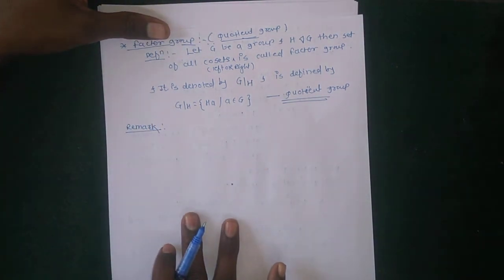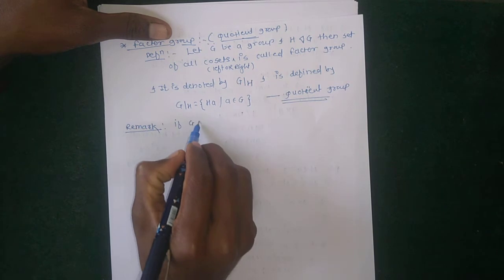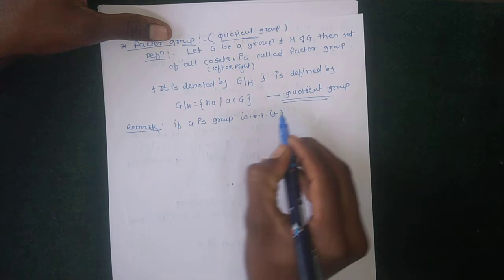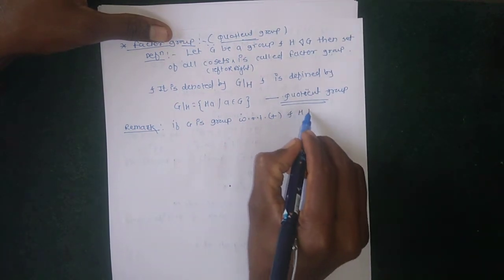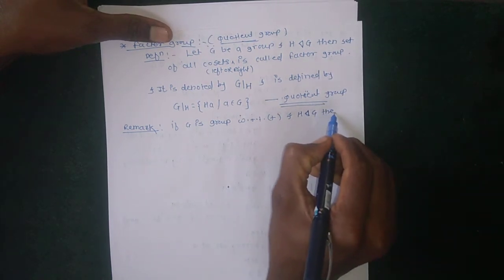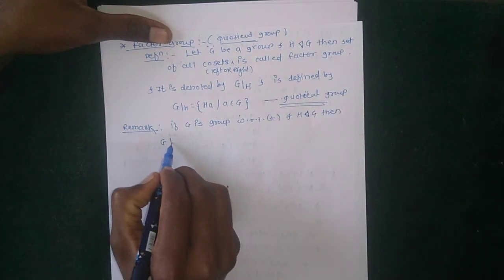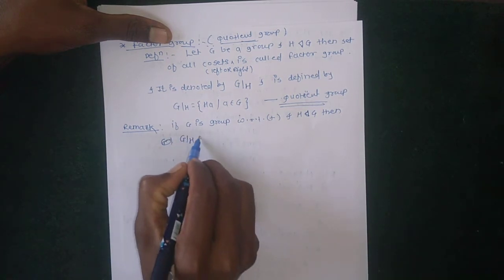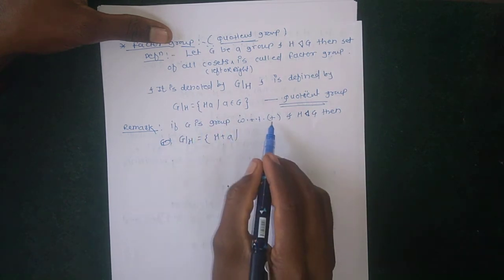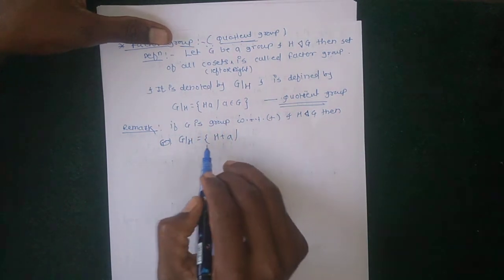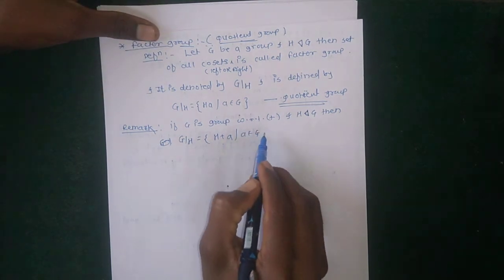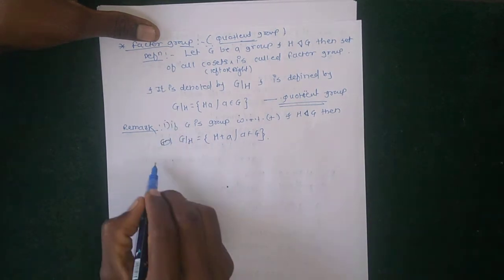if G is a group with respect to addition and H is a normal subgroup of G, then factor group G over H equals H plus A. If the given group is with respect to addition and H is a normal subgroup of G, then factor group contains elements of the form H plus A, where A belongs to G. This is the first remark.